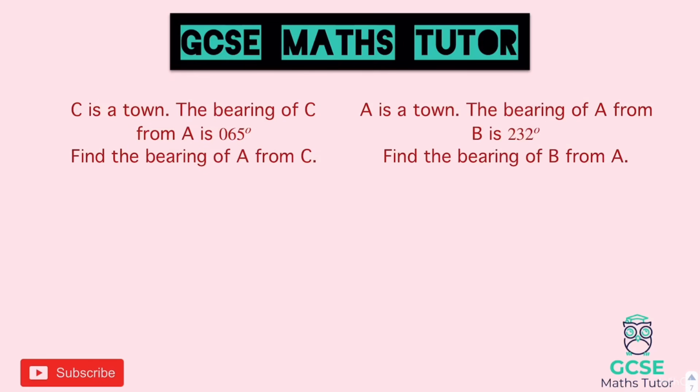Okay, so C is a town. The bearing of C from A is 65 degrees. So here we go. We've got A and we've got C, and we've got our north lines getting drawn in. There we go. And it says that this angle here is 65 degrees. And it wants to know the bearing of A from C. So it wants to know this full angle here.